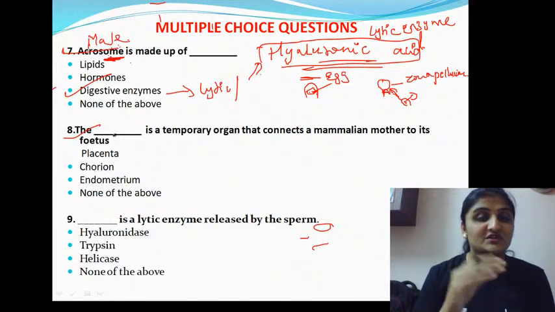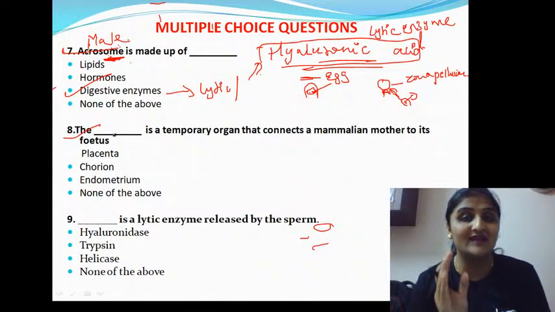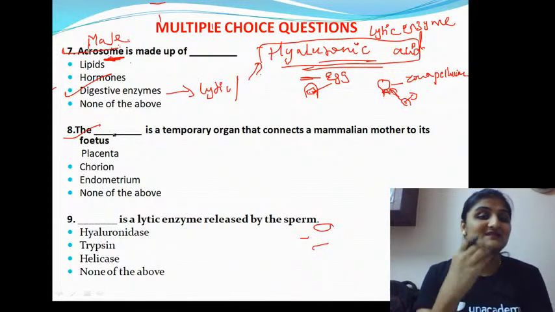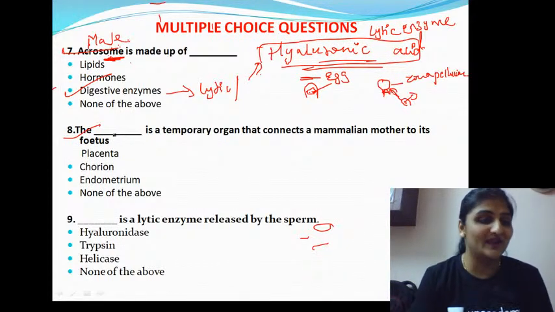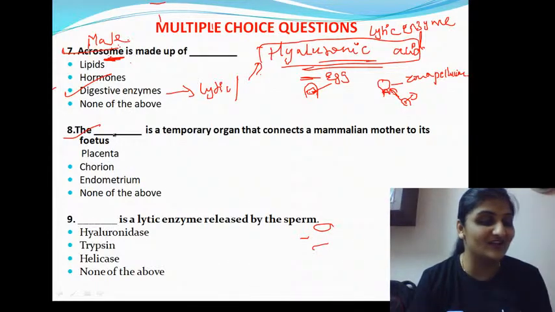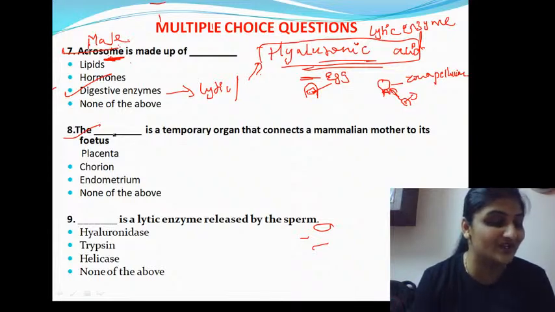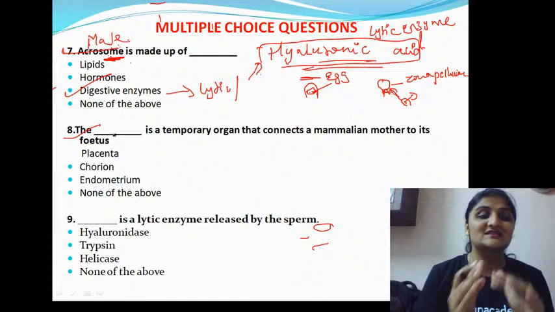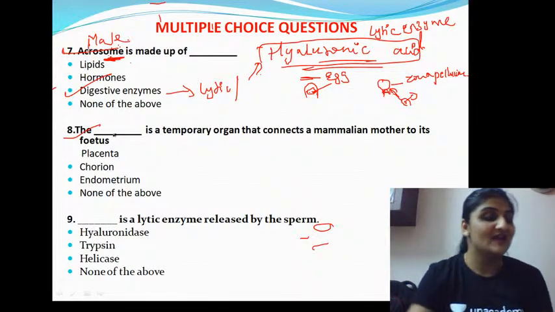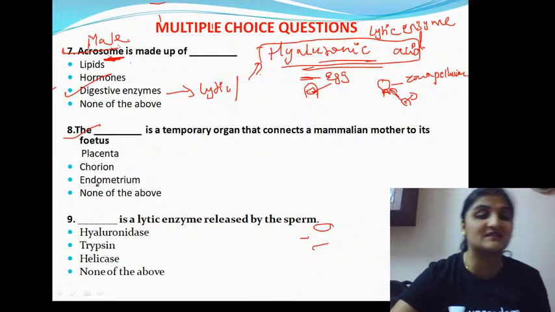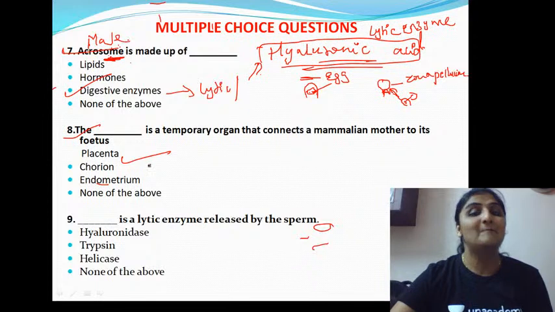Now they are asking in the question, dash is a temporary organ that connects a mammalian mother to its fetus. Like the baby which is growing in the womb, that is connected to the mother's body by which part? Quickly. Welcome Varsha, so many learners are getting joined in. Great, Anita. I am having so many learners coming up with the right answer, and the right answer is placenta, students.